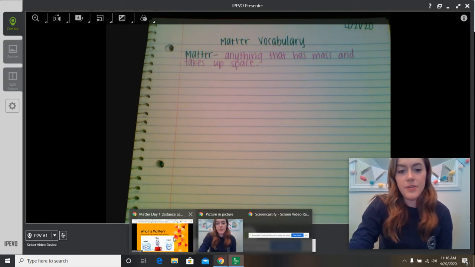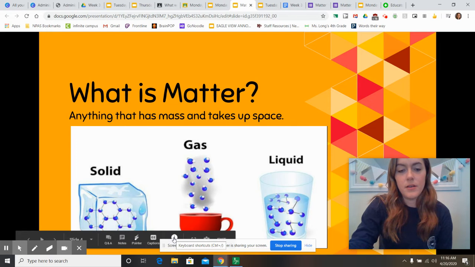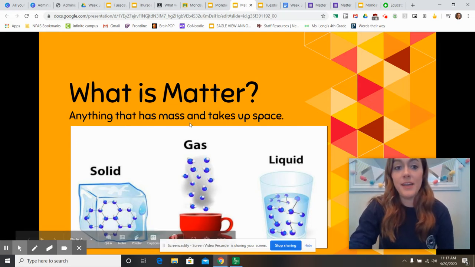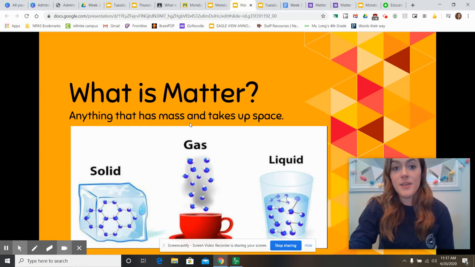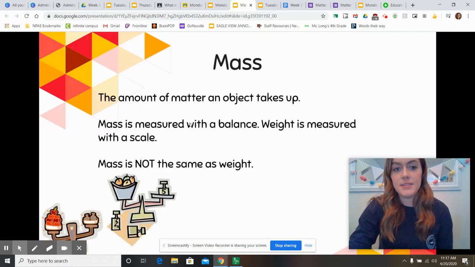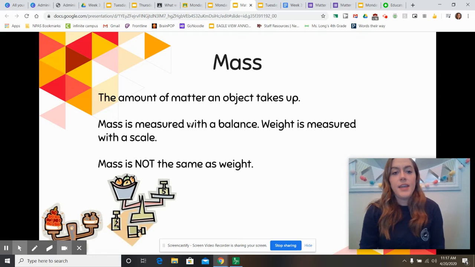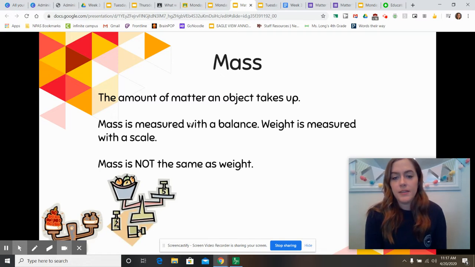So now let's look at the three types of matter. Well, first, we're actually going to look at what's the definition of mass. If matter is anything that has mass, we need to understand what mass is. Mass means the amount of matter an object takes up. Mass is measured with a balance. It's not weight, because weight is measured with a scale. So it's very important to remember that mass is not the same as weight.